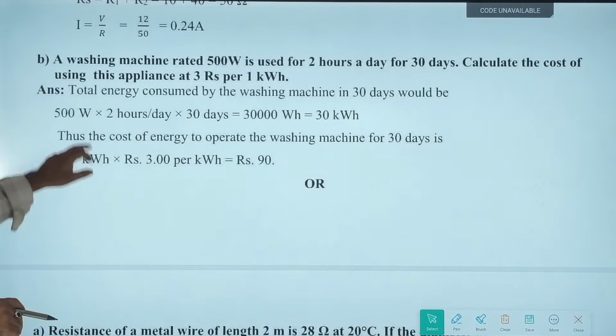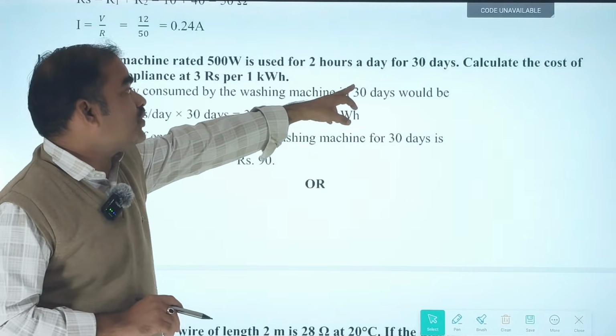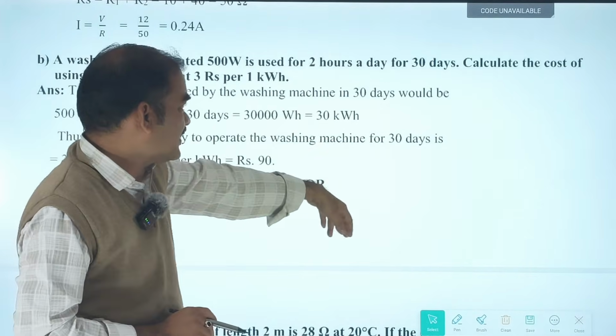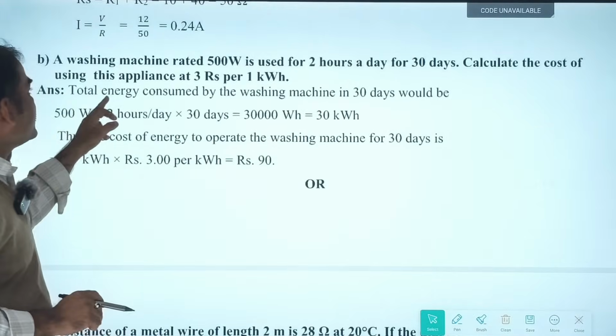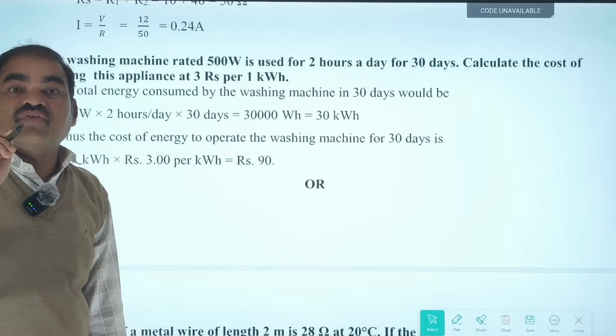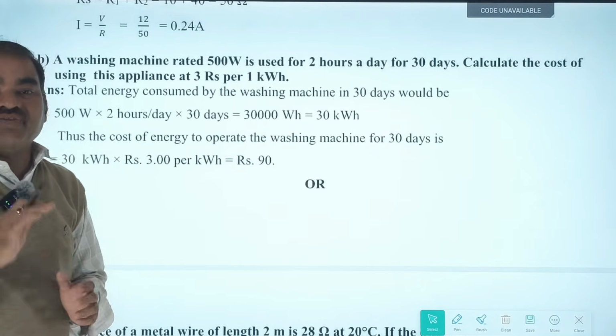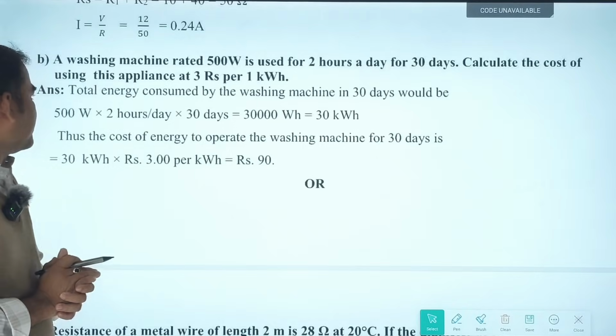And the next question. A washing machine rated 500 watt is used for 2 hours a day for 30 days. Calculate the cost of using this appliance at 3 rupees per kilowatt hour. How much amount do we have to pay? Whatever current we have used, that we have to answer here.